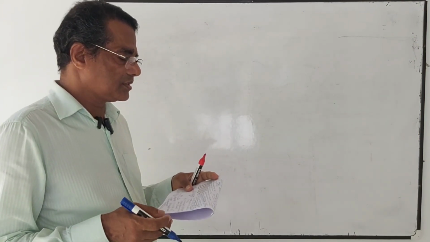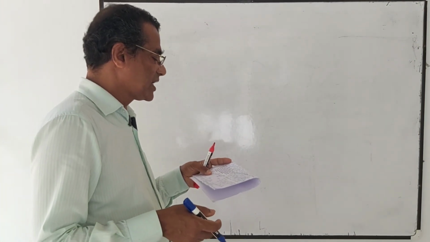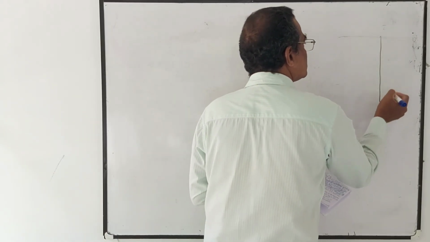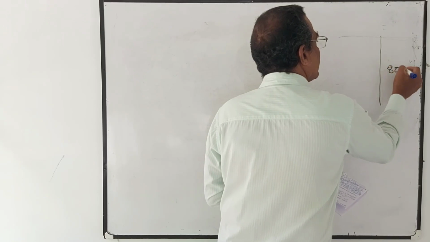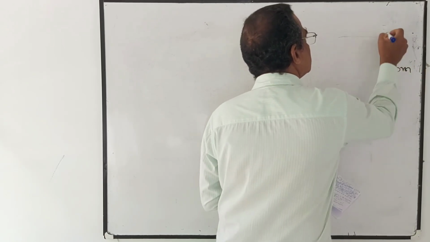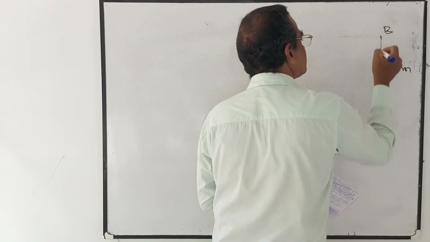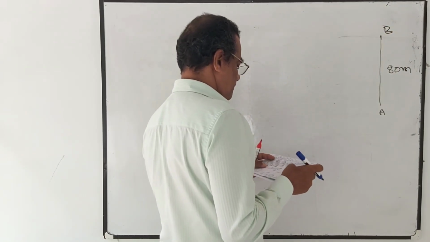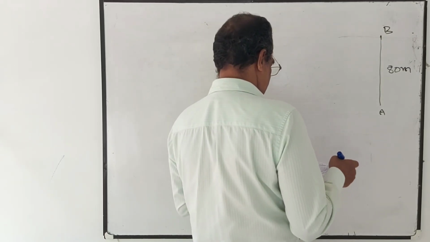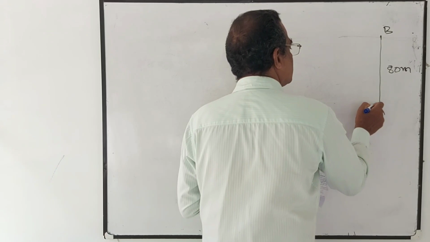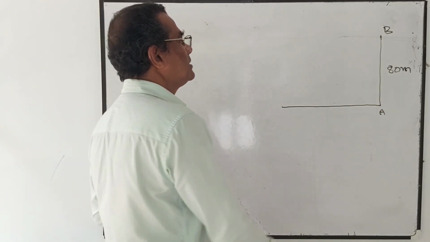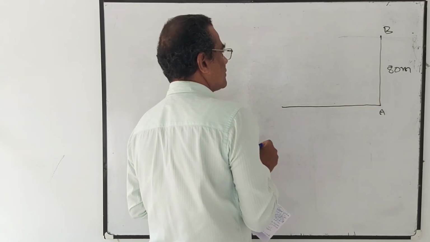So the question is, as observed from the top of an 80-meter tall lighthouse. So there is a lighthouse of 80-meter height. Say it is AB, and there are two ships on the sea, in the horizontal line with the base of the lighthouse. There are two ships.